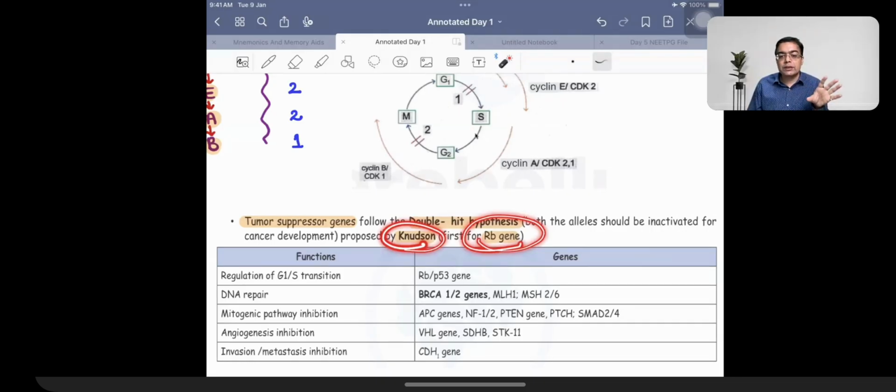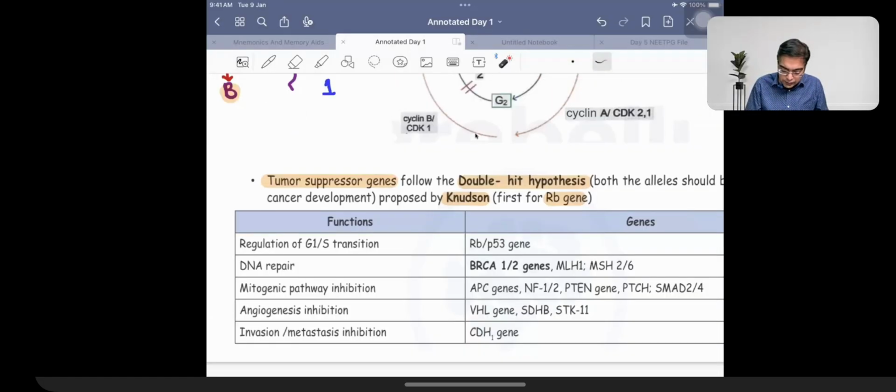Different tumor suppressor genes have different functions, but the basic function is that they control the replication rate of the cell. They control the transition, they control mitogenesis, they control blood vessel formation. They decrease invasion and metastasis. What were the questions asked in the exam? On all of these, questions have come directly or indirectly.